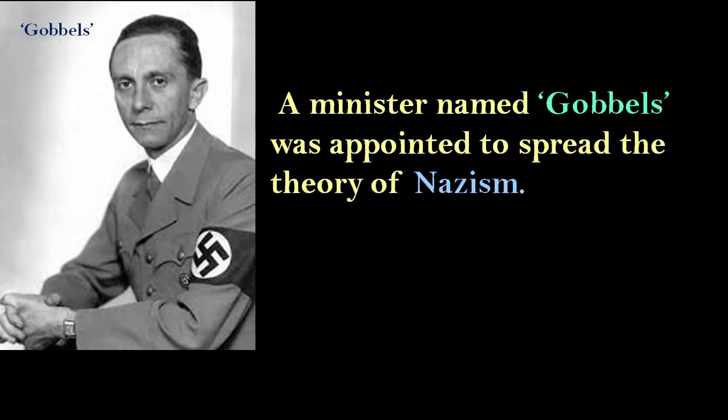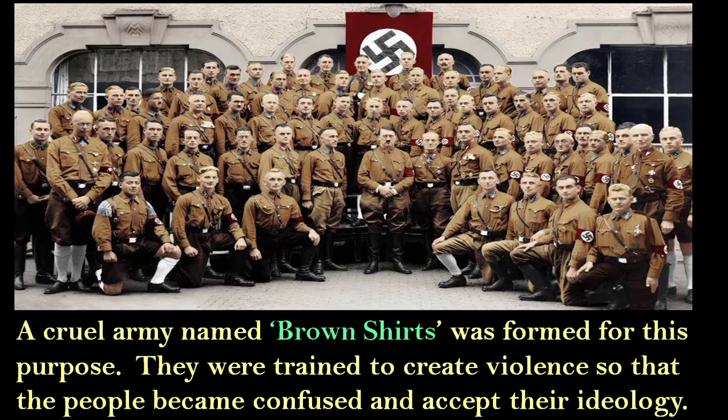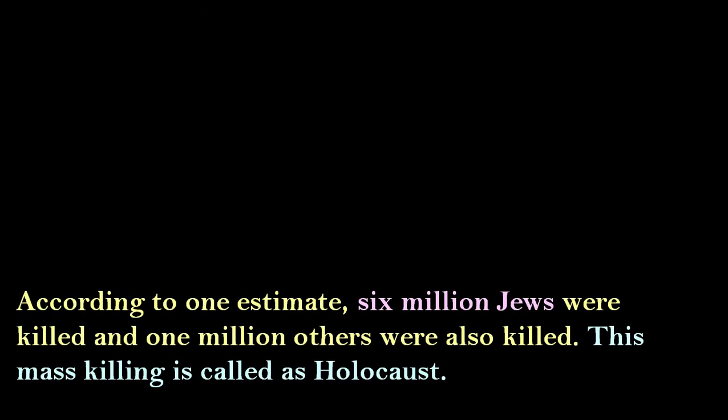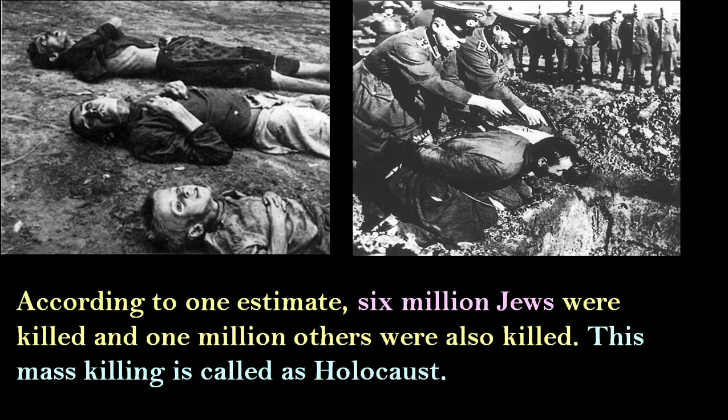A minister named Goebbels was appointed to spread the theory of Nazism. A cruel army named the Brown Shirts was formed for this purpose. They were trained to create violence so that the people became confused and accepted their ideology. Revenge killings done by Hitler to implement this theory are notorious in human history. You can see how he started the killing of the people.